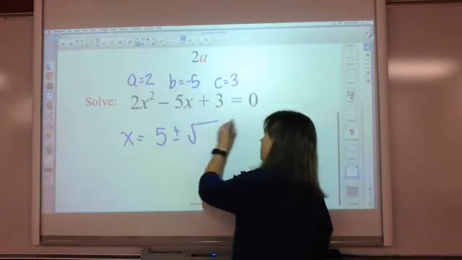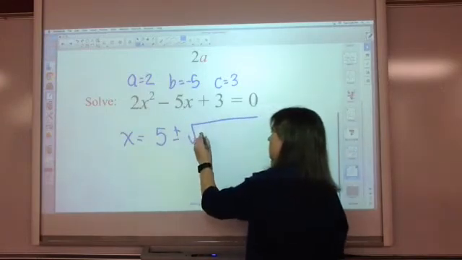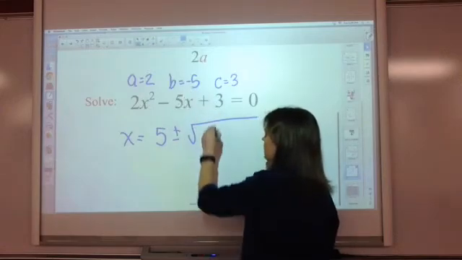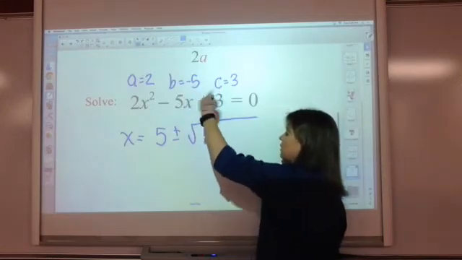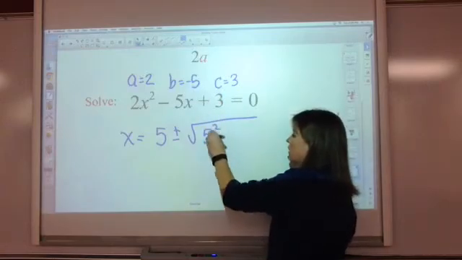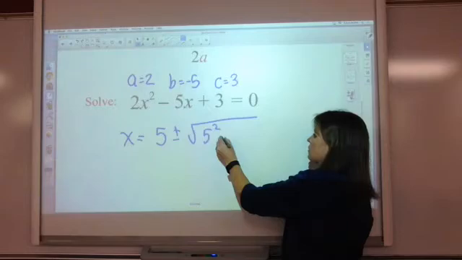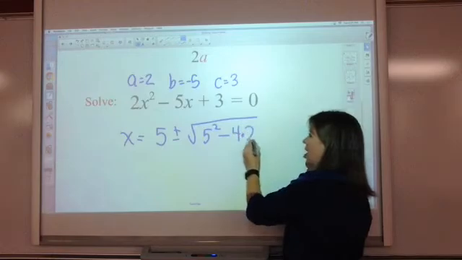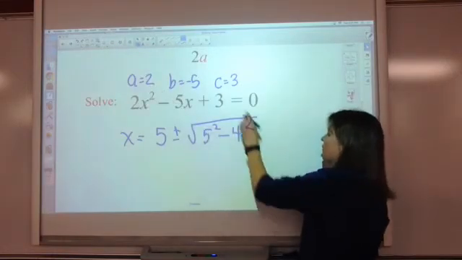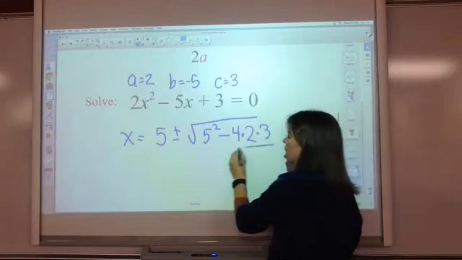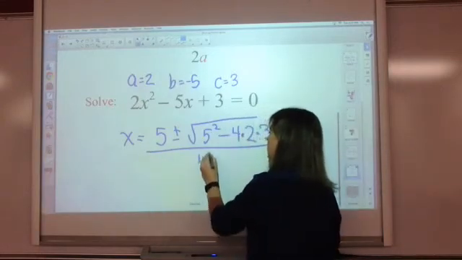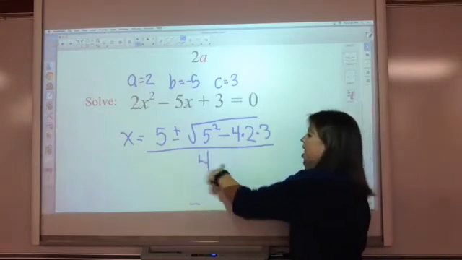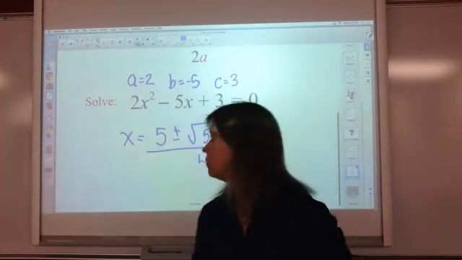Plus or minus the square root, which is b squared. Do not use a negative in there. It gets too cumbersome and you need an extra set of parentheses, and anytime you square a negative, it's going to be positive anyway. Why cause more work? 5 squared minus 4 times a, which is 2, times c, which is 3, all over 2a. I knew you wanted me to sing it, but I'm not singing the whole thing. Don't forget the pop goes the weasel. Divide by the 4. 2 times 2 is 4.